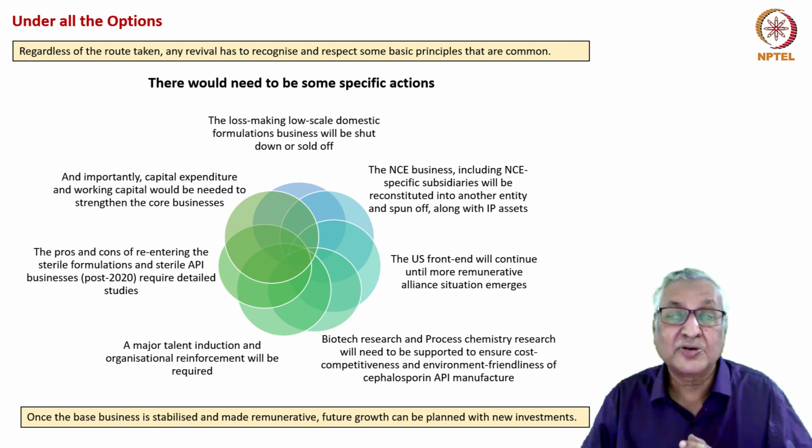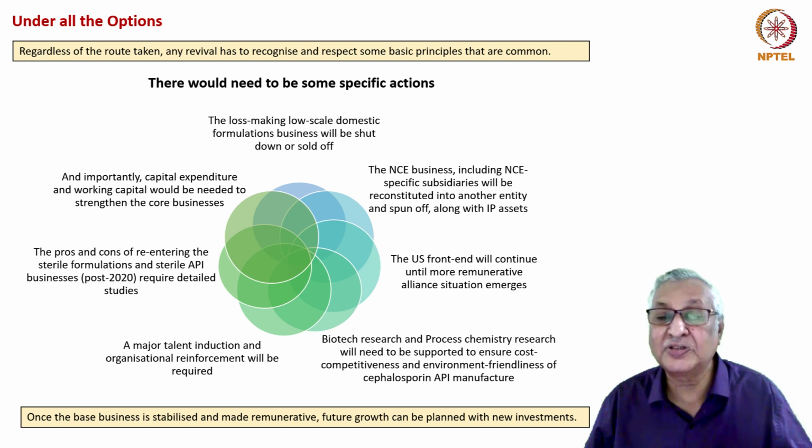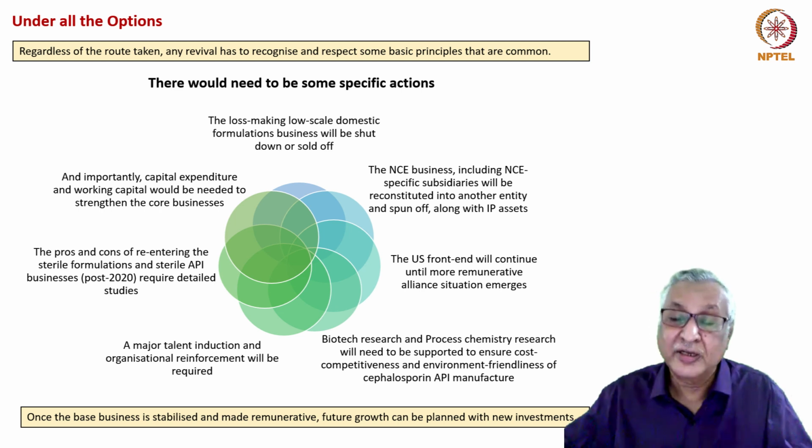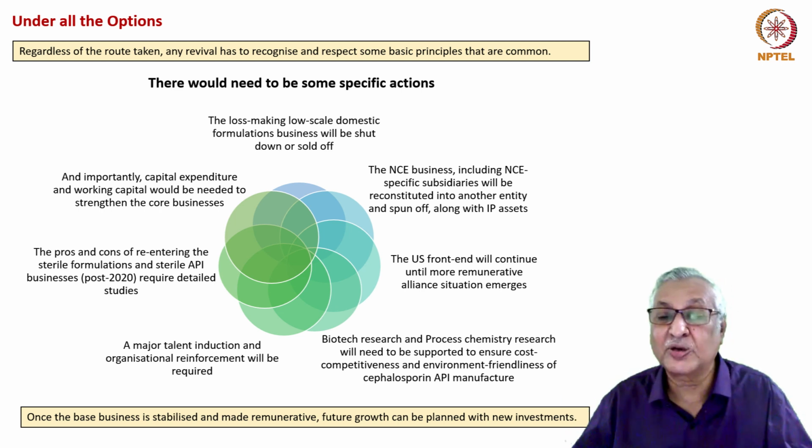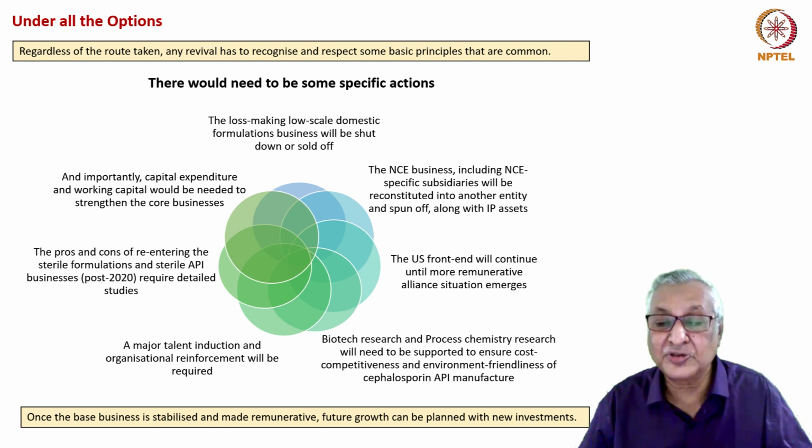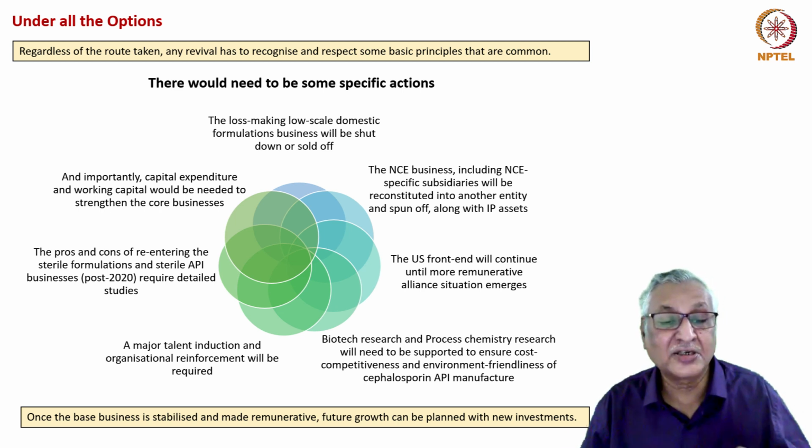The loss-making, low-scale domestic formulations business will be shut down or sold off. The NCE business has to be reconstituted, external investment brought in and spun off along with IP assets. The US front end will continue until a more remunerative alliance situation emerges. Biotech research and process chemistry research will need to be supported to ensure operational cost economics. A major talent induction and organizational reinforcement will be required.